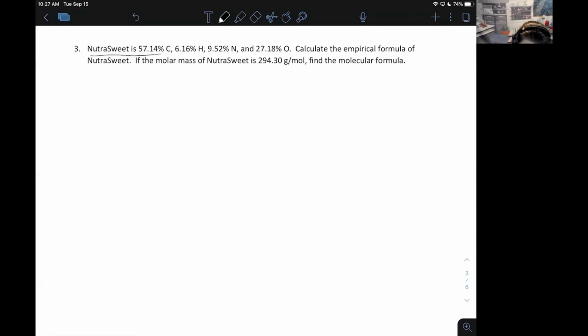It has 57.14% carbon, 6.16% hydrogen, 9.52% nitrogen, and 27.18% oxygen. Again, I'm just going to convert these directly into grams. So I have 57.14 grams of carbon, 6.16 grams of hydrogen, 9.52 grams of nitrogen, and 27.18 grams of oxygen. So convert each of these into moles.